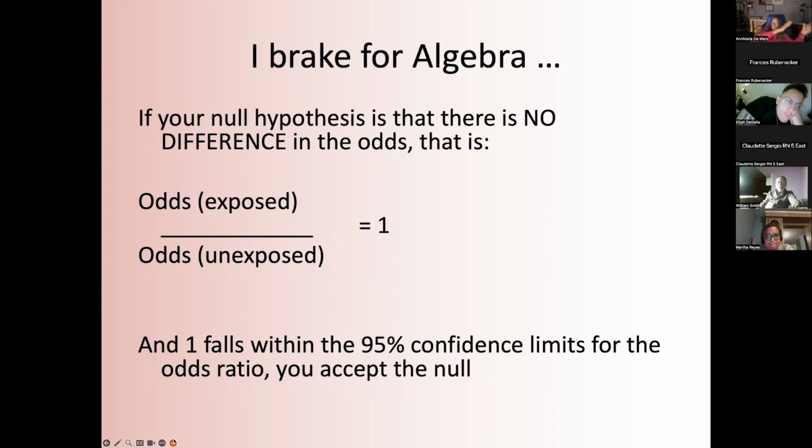This is exactly what I said at the very beginning when we talked about relative risk. It's the same thing with odds ratio. If the odds are equal, then there's no difference, right? People often say a null hypothesis is a hypothesis of 0. No, a null hypothesis is a hypothesis of no difference. If there's no difference, the odds ratio you get is 1, because something divided by the same thing is 1. If 1 falls within the 95% confidence limit, you accept the null hypothesis.